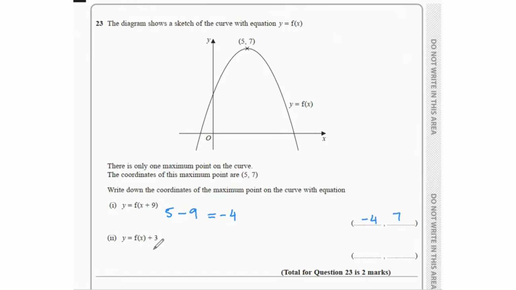Then y equals f of x plus 3. We're adding something directly to the function, which means the graph will shift 3 units up. So that's 7 plus 3, 10. So x remains as it is, y becomes 10.